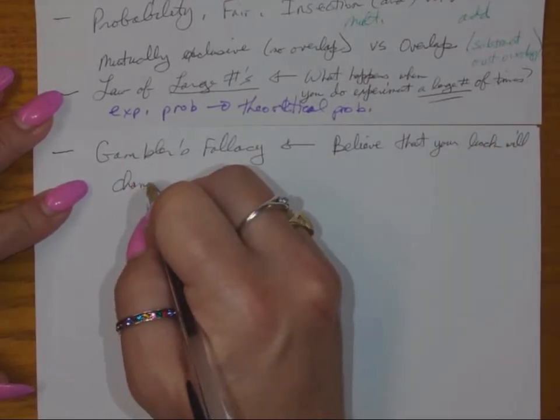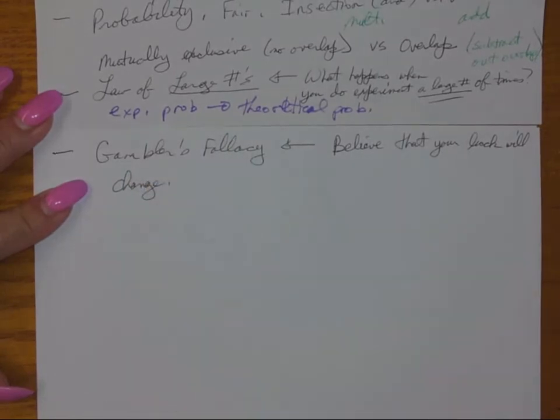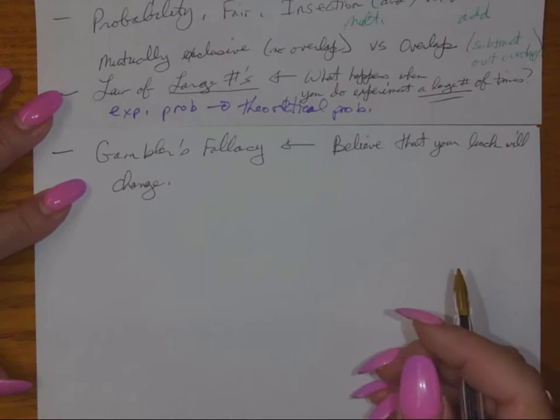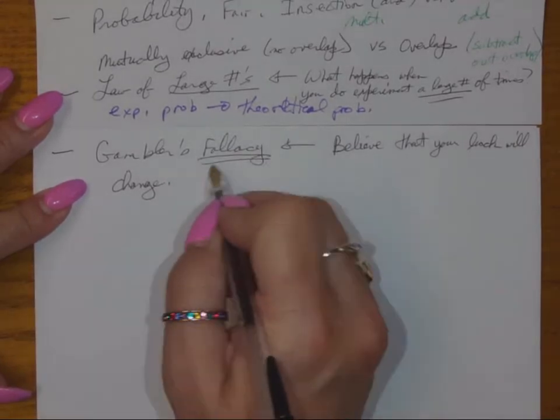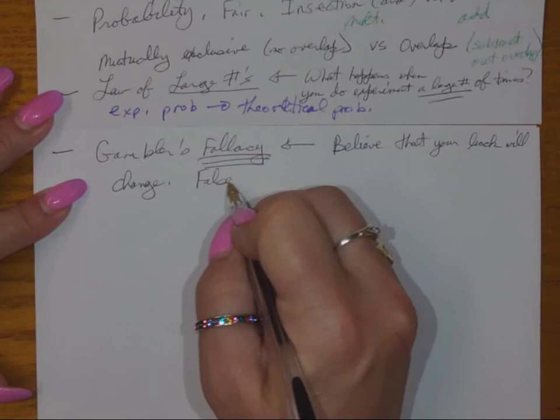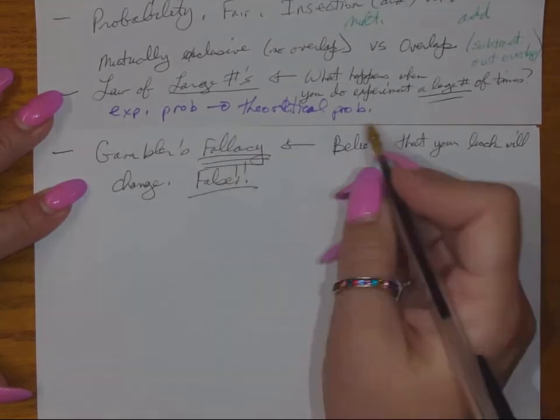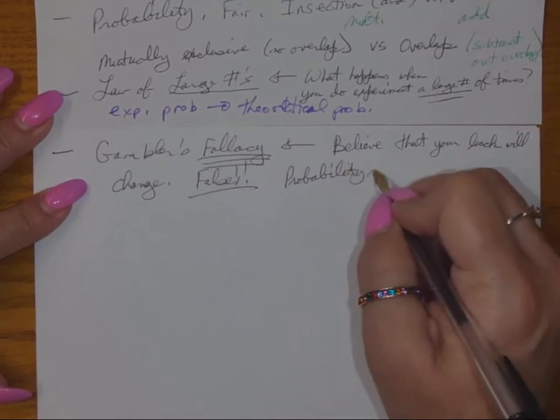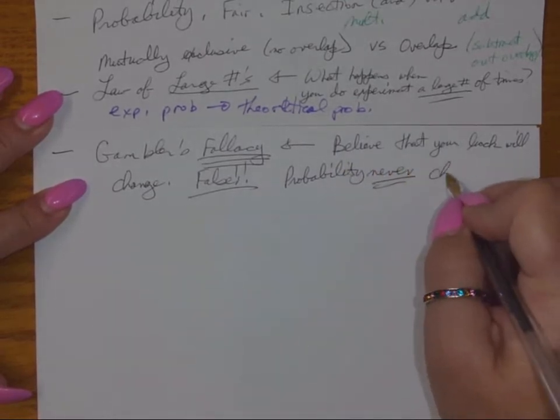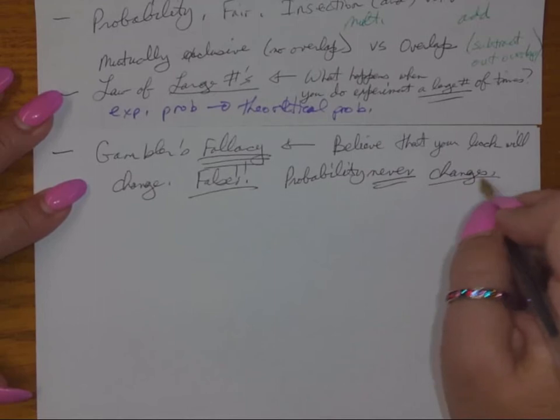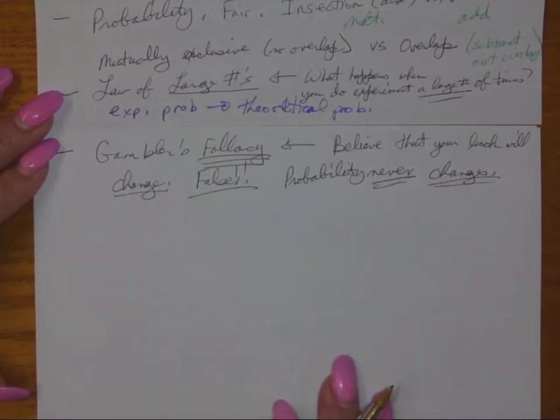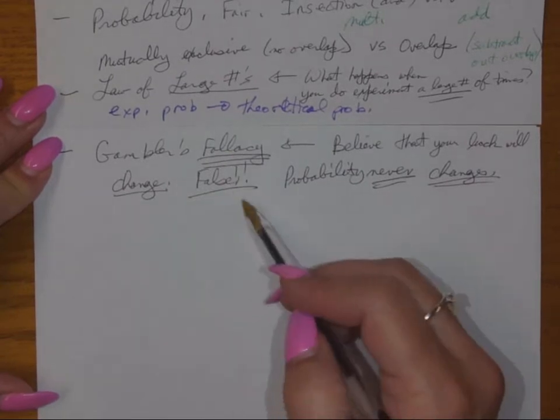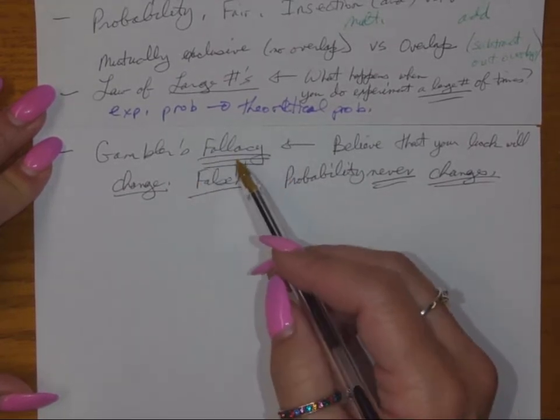Often it happens that they're on a bad streak and they think that their luck will change and all of a sudden they're going to win, so they might as well stick it out, right? So this is a fallacy, or false. Because why? Because the probability for them to win never changes. So they think that if they stick it out, they're going to be okay. So fallacy, false, think of it like a lie, right?